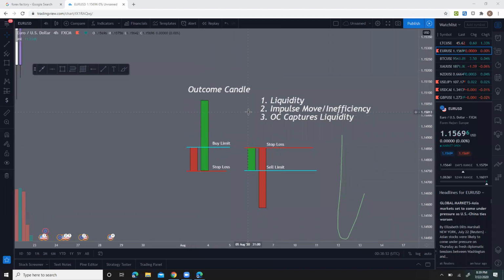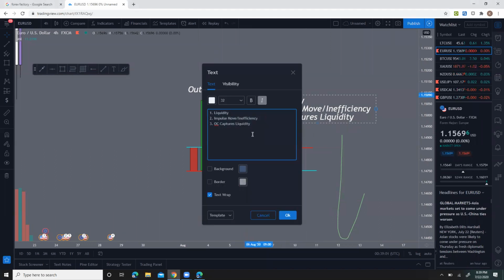Now, the OC itself does not have to capture liquidity, but that's actually a fourth confluence. Four and five are not required, but if you see these, it helps you to guarantee that, okay, this is possibly an even better setup. So number three is just the OC. Number four is if the OC itself captures liquidity.